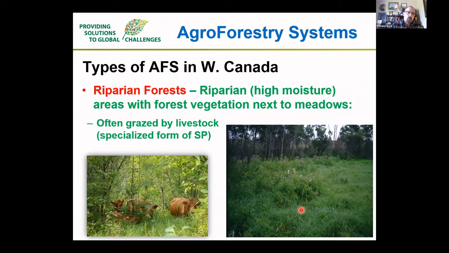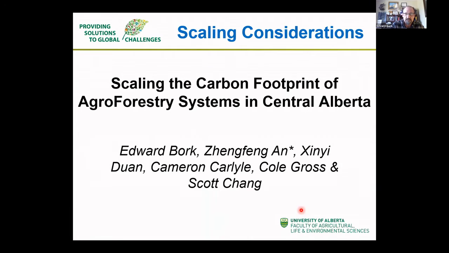Having said that, we had a significant discussion at the very beginning of phase one of this project, whether we were going to include riparian forests. We decided not to, not because they're not important, but rather because it would introduce a whole new level of complexity into our assessment. So just be aware that this fourth type of agroforestry system exists.